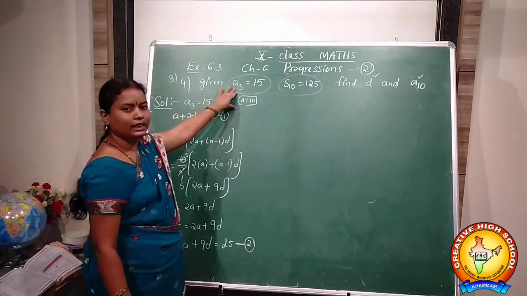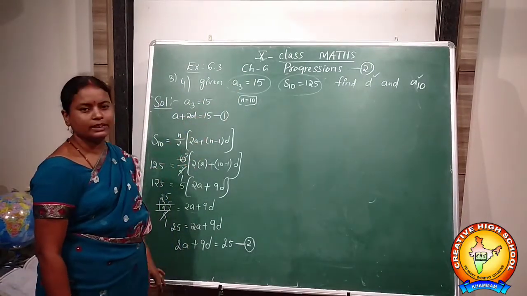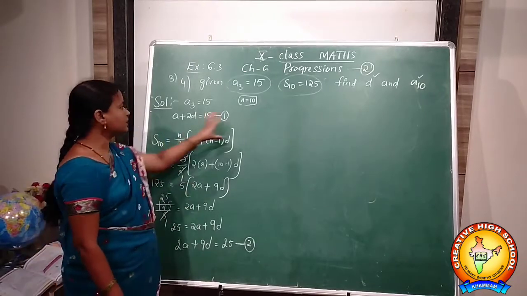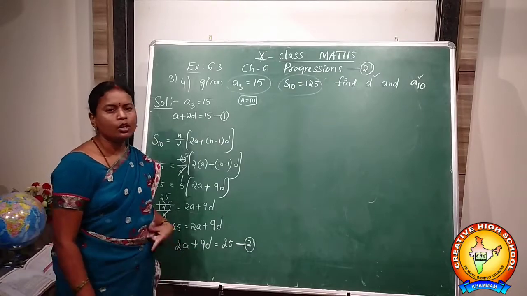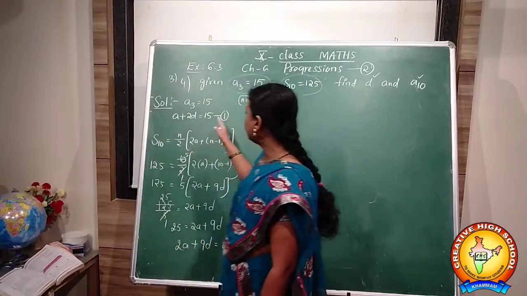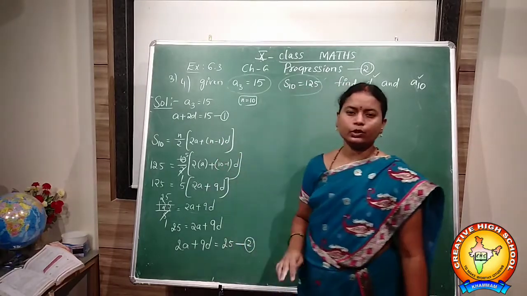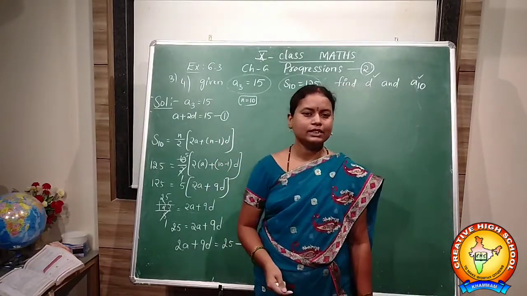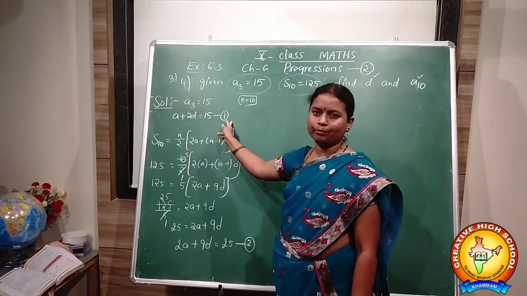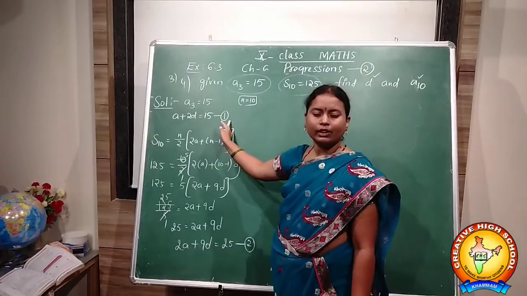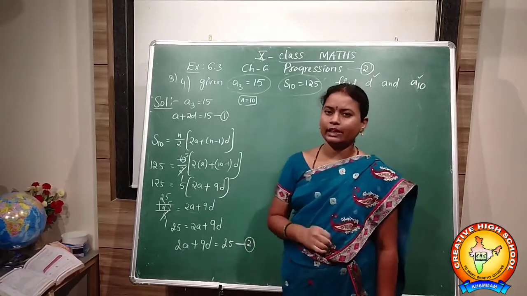So from the A3 value we got one equation, that is a plus 2d is equal to 15. And from the S10 value also we got an equation, that is 2a plus 9d is equal to 25. So let us take this as equation number 1 and this as equation number 2. These two will become linear equations in two variables. So as we have the fourth chapter, in the fourth chapter we can learn how to solve linear equations in two variables by the elimination method.